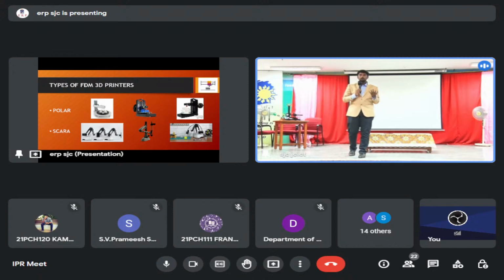ஸோ இது நாலுத்துலையுமே பார்த்தோம் அப்படின்னா இது நாலுமே FDM டைப் ஆஃப் ப்ரின்டர்ஸ். ஸோ இதில் வந்து நம்ம ஃபிலமெண்ட்டை கொடுத்து நமக்கு வேணுங்கிற ஆப்ஜெக்டை பிரிண்ட் பண்ணலாம்.